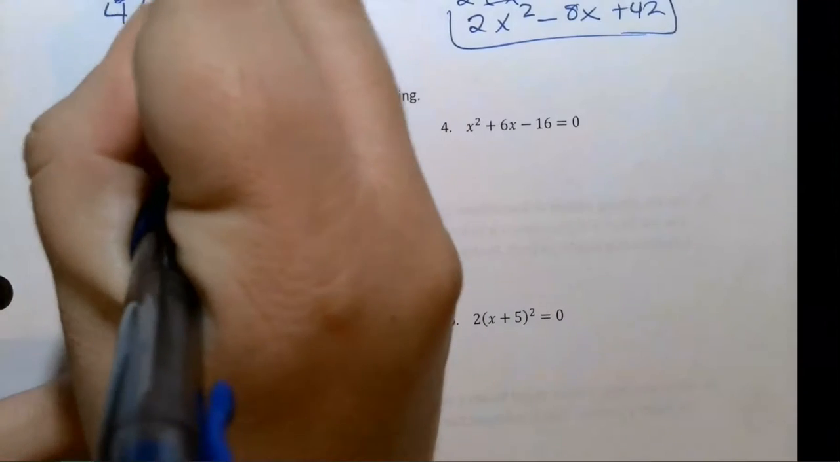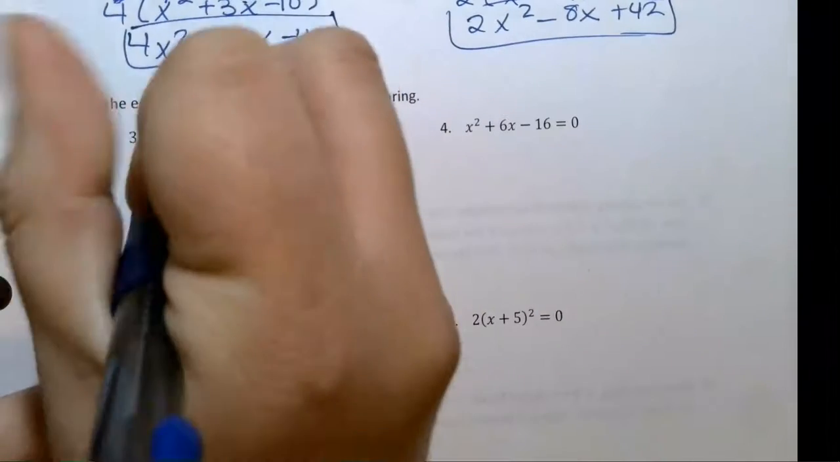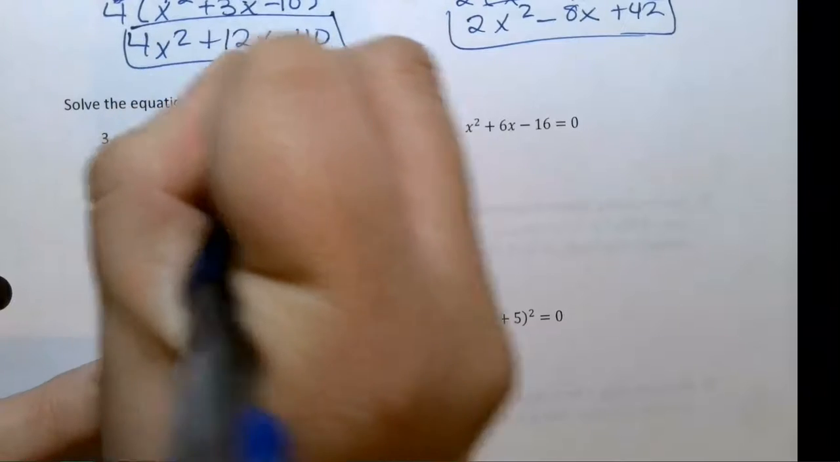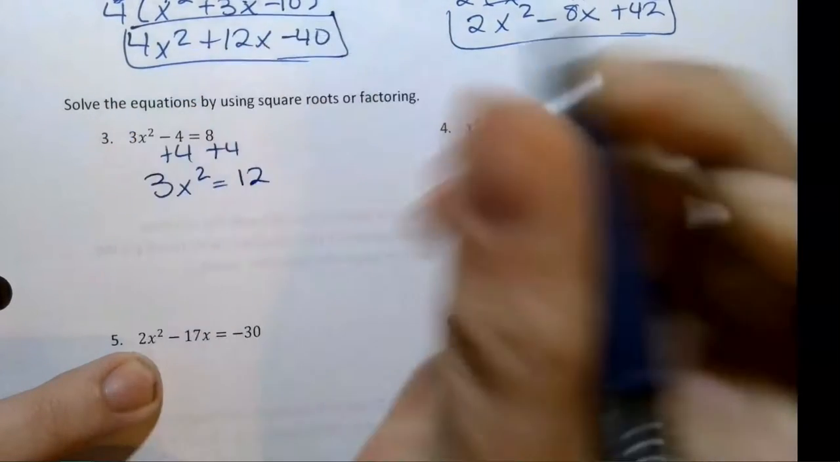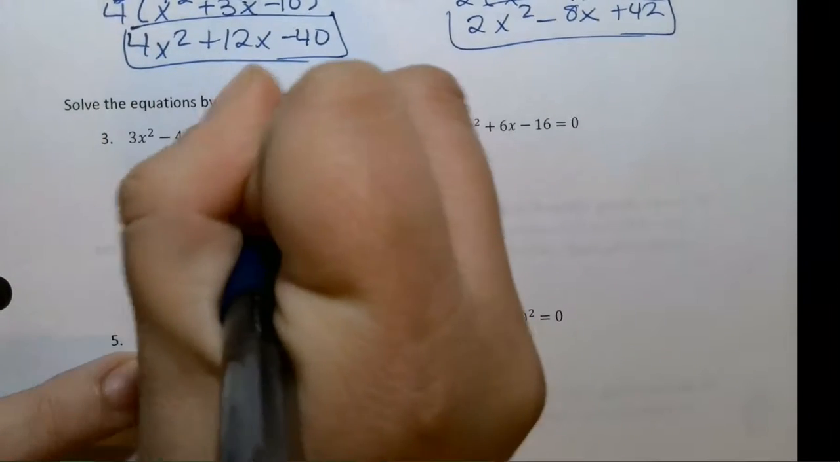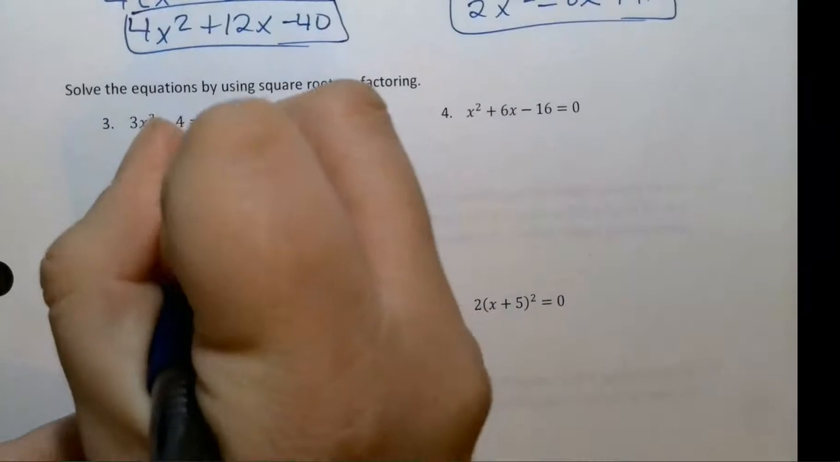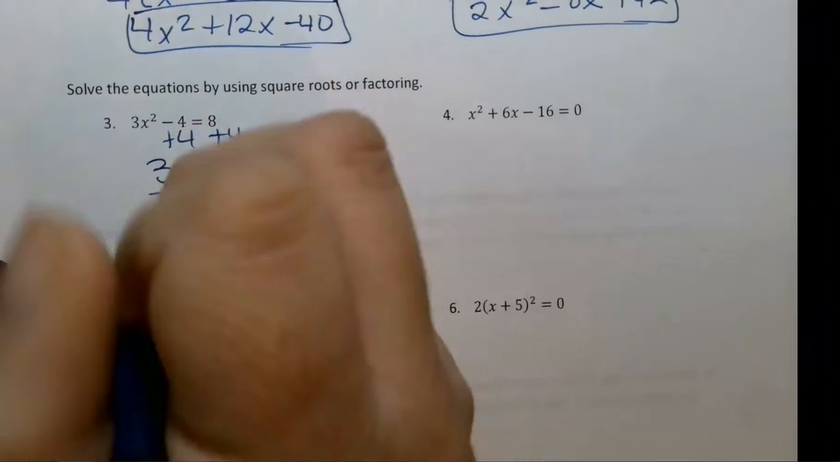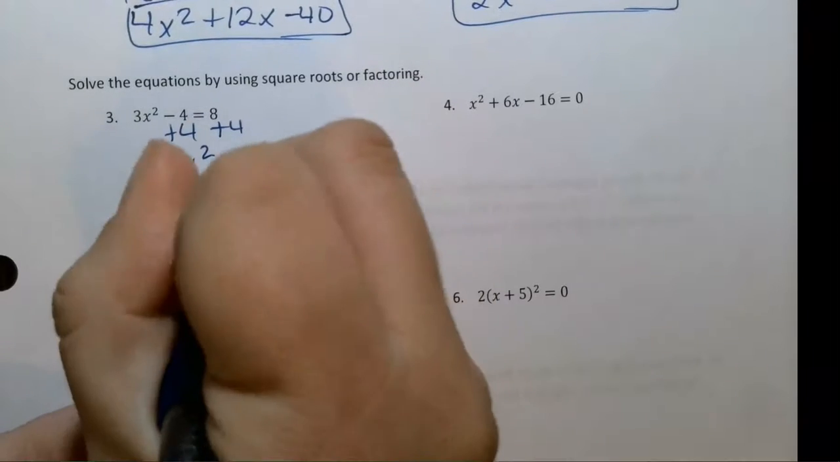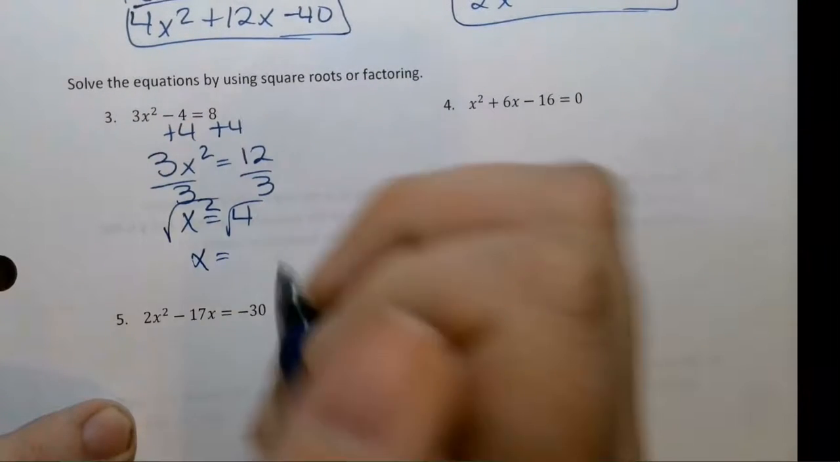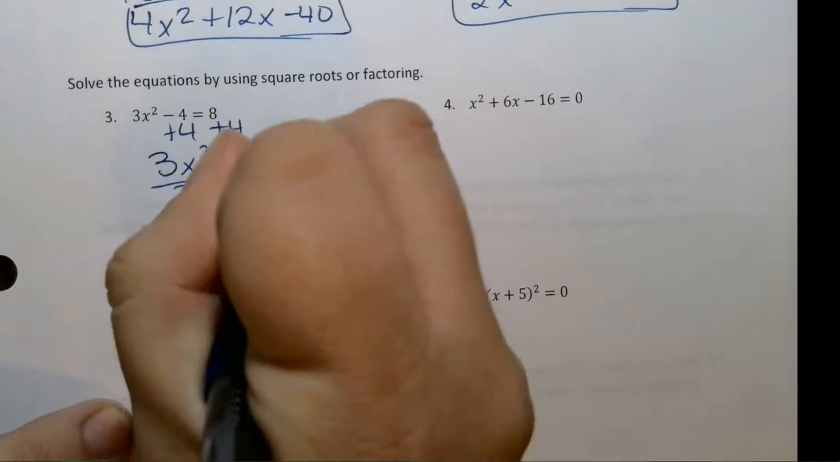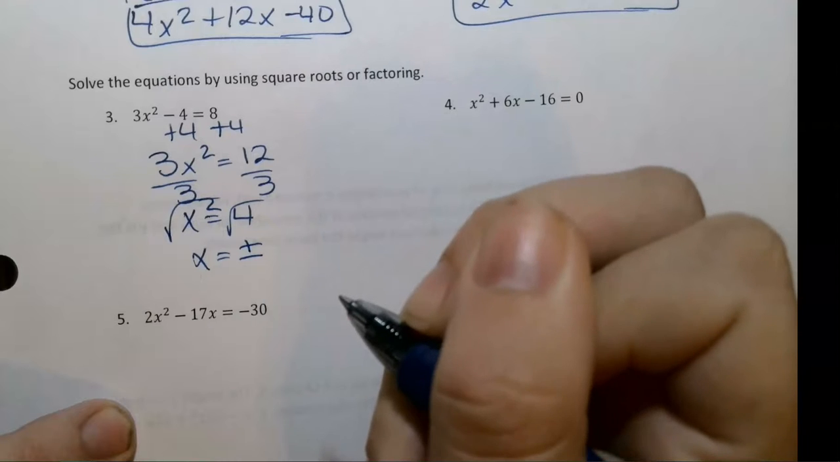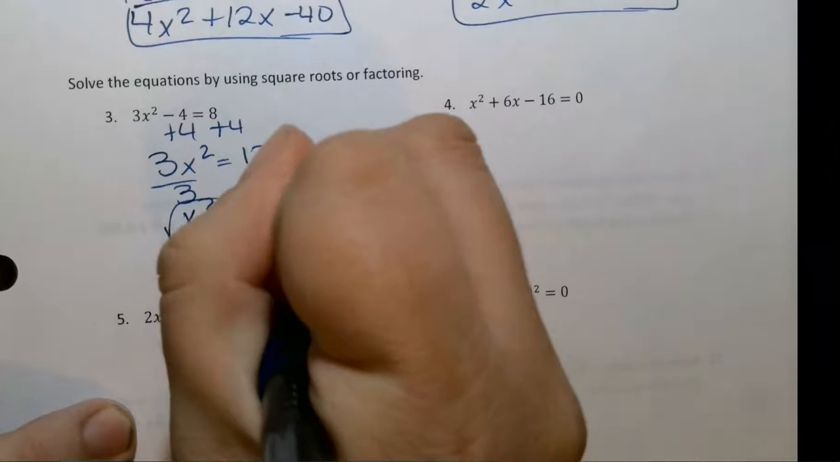So this first one, I'm going to go ahead and add 4 to both sides. I get 3x squared equals 12. Want to divide both sides by 3. I get x squared equals 4. Then I want to go ahead and take the square root of both sides. I get x on the left, and then because I took the square root, it's going to be positive and negative. Square root of 4 is 2.